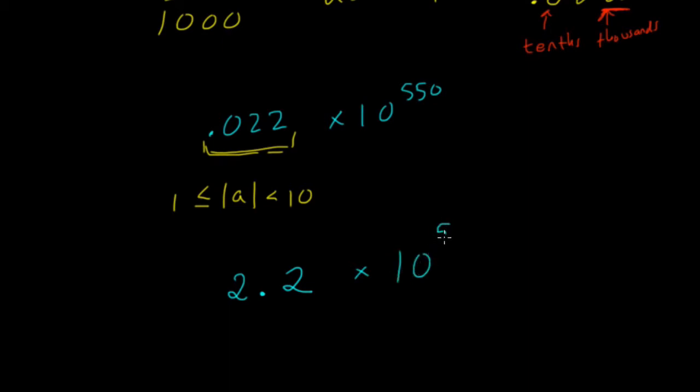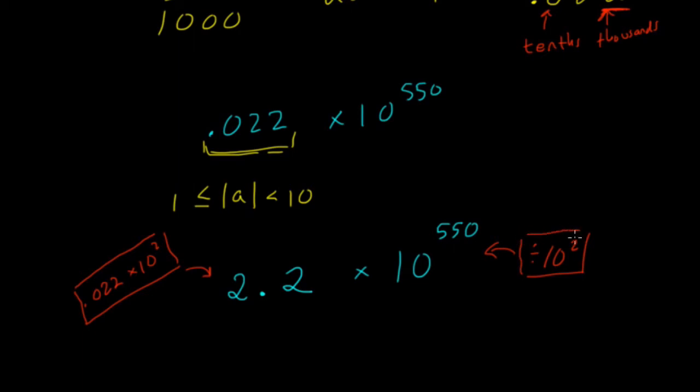Well, originally we multiplied it by 10 to the 550th power, but we just changed our number. We moved our decimal twice to the right. This number here, we basically took 0.022 and multiplied it by 10 squared, or multiplied it by 100, right? Multiply by 100 and move your decimal twice to the right. So to balance this out, we take this thing over here and divide by 100, or divide by 10 squared. And in that way, what you're doing is you're taking a number, multiplying it by 100, and then dividing it by 100. You're not changing it.